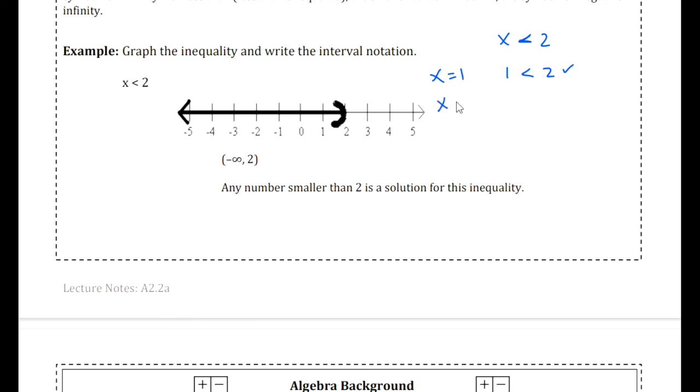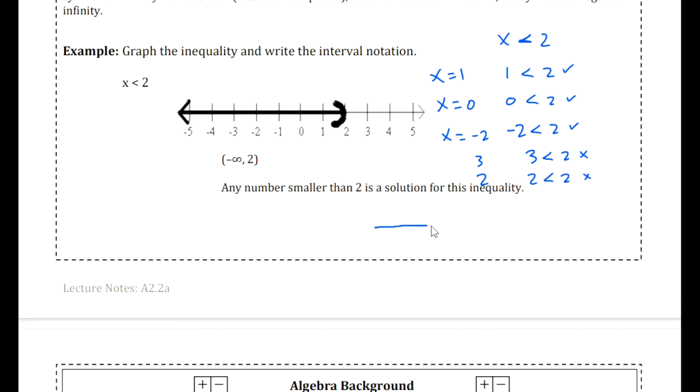Let's put in a couple of others. Let's say we put in 0 for x. 0 is less than 2, so 0 is a solution. Then maybe we could go to -2. -2 is less than 2, so we're seeing lots of solutions here, but not everything is a solution. For example, if we put in 3 for x, 3 is not less than 2, so 3 is not a solution. And 2 actually is also not a solution because 2 is not less than 2.